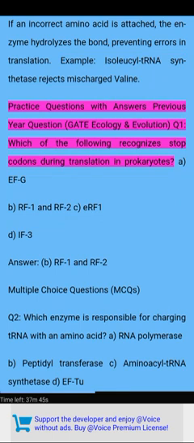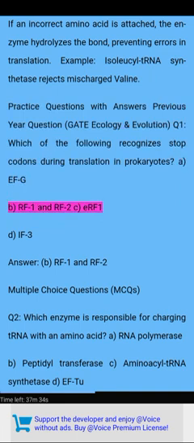Practice questions with answers. Previous year question, GATE Ecology and Evolution, Q1. Which of the following recognizes stop codons during translation in prokaryotes? A. EF-G. B. RF1 and RF2. C. eRF1. D. IF3. Answer: B, RF1 and RF2.